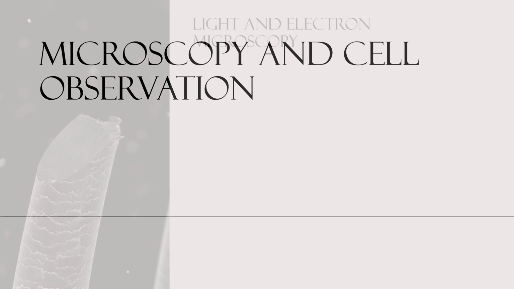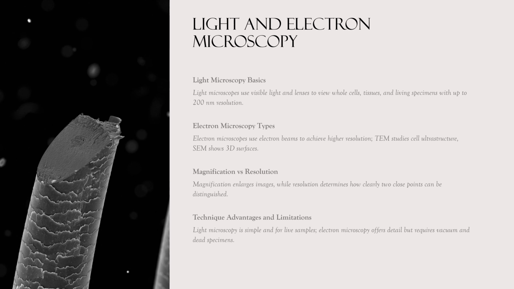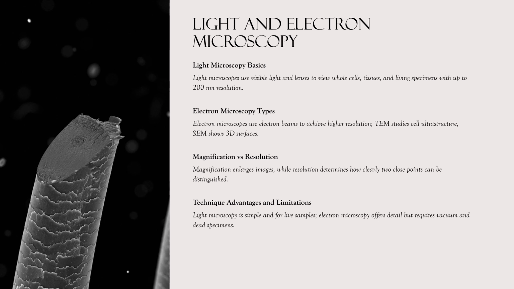Light and electron microscopy, magnification and calibration calculations. Microscopy is central to studying cells. Light microscopes use visible light and glass lenses, with a maximum resolution of around 200 nanometers. They are useful for observing whole cells, tissues, and living specimens, such as onion epidermis or cheek cells. Electron microscopes use beams of electrons and electromagnetic lenses, achieving much higher resolution.